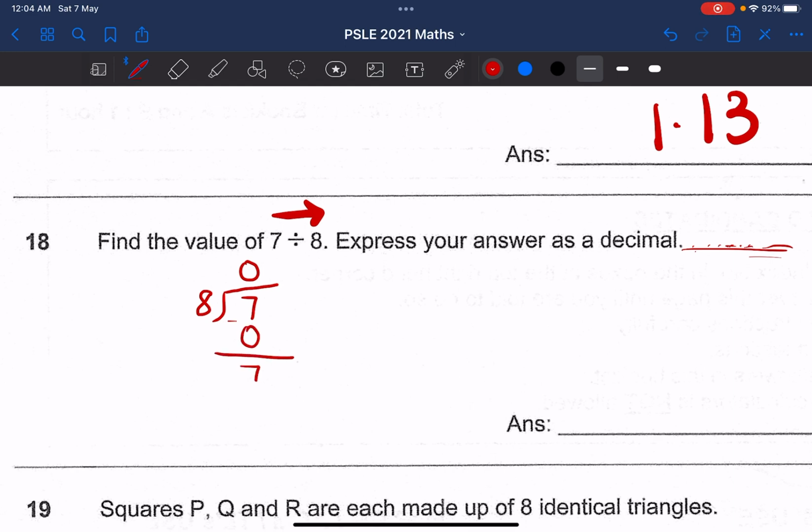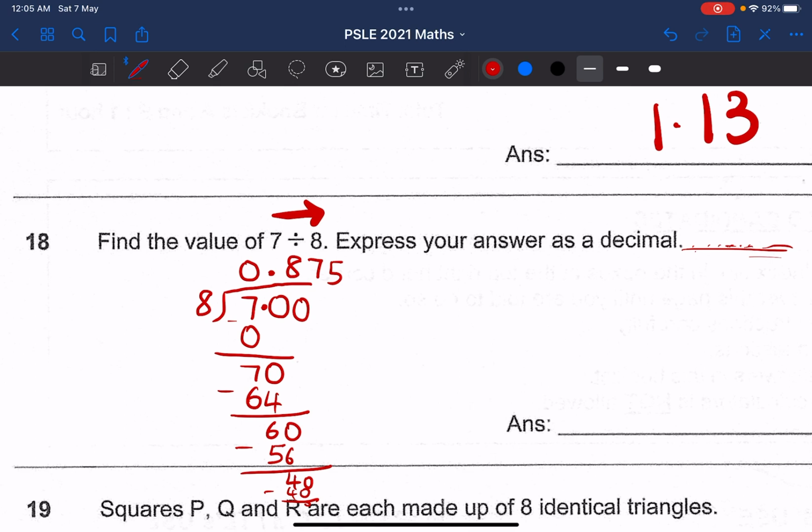Alright, we're going to continue by putting on zeros. Now we have 70. So 70 divided by 8, the closest we can get will be 8 times 8, right? 64. So we continue this way. And the next number we can get closest will be 7 times 8, which is 56. 56 gives us 40. Okay. Now 40 divided by 8 will give us 5. Very nice with no remainder.